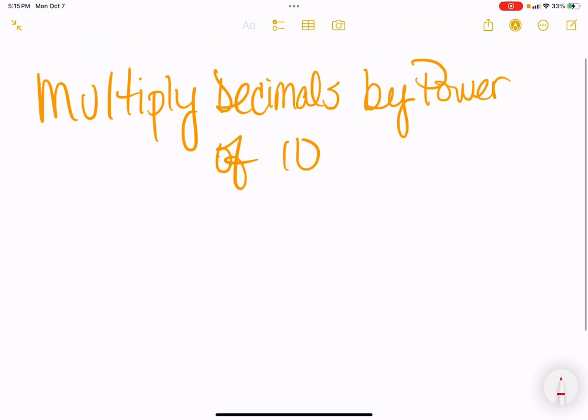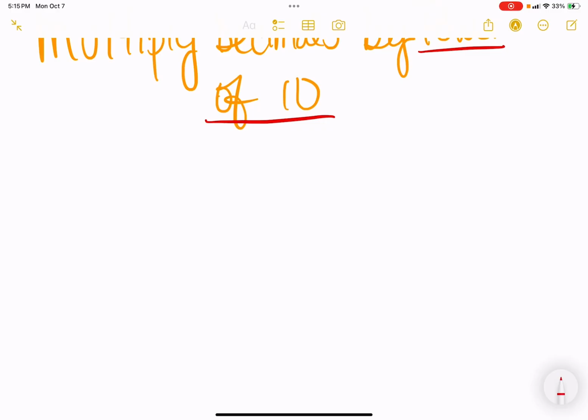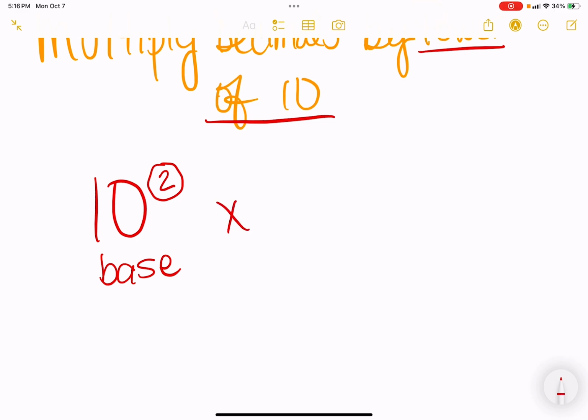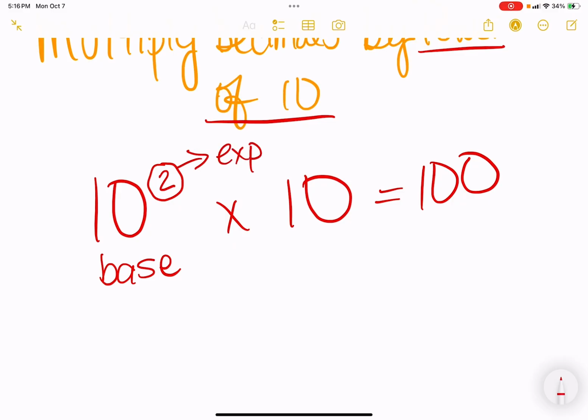So let's first discuss powers of 10. I've told my students that 10 is our base, and our little buddy, let's say, is 2, that is the power. That means we're going to multiply 10 two times to get 100. So that's all that exponent means. It means how many times I'm going to multiply.